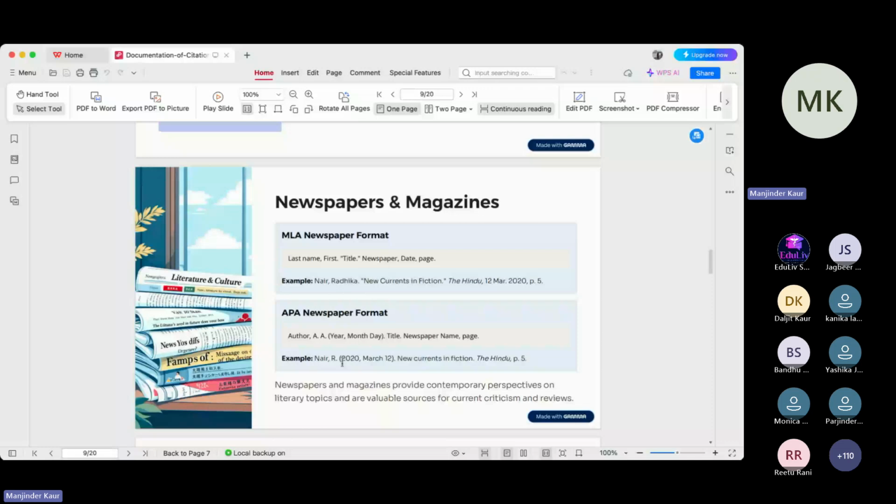Nair, comma, R, full name not required. Period, then in parenthesis, year first followed by the date, 2020, comma, March 12, parenthesis closed, period. Name of the article without the double inverted commas or quotation marks, New currents in fiction, period, page 5. So you can notice the differences. Are you able to notice?